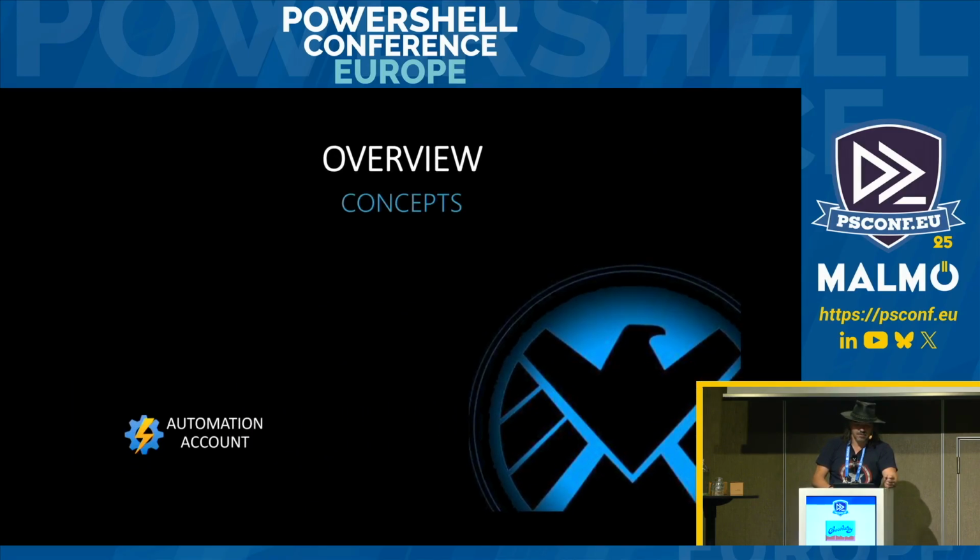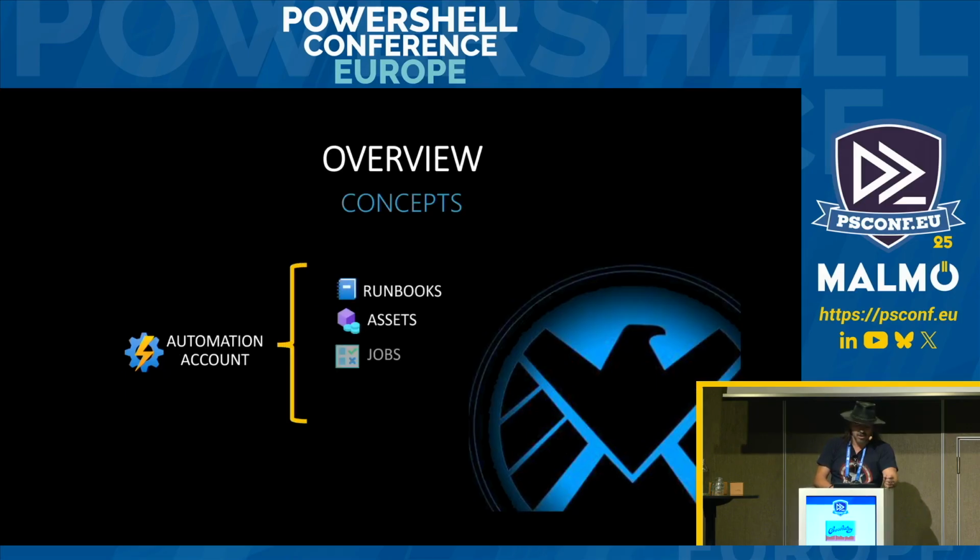Okay, so for the ones who already know what it is, you can correct me if I'm wrong. The Azure Automation itself, the Runbooks, runs on a thing called an automation account. It has a couple of items inside. One is the runbooks, actually the scripting. Then the assets themselves, which can be images, files, credentials, variables, those kinds of assets. And you have jobs. You execute the script.